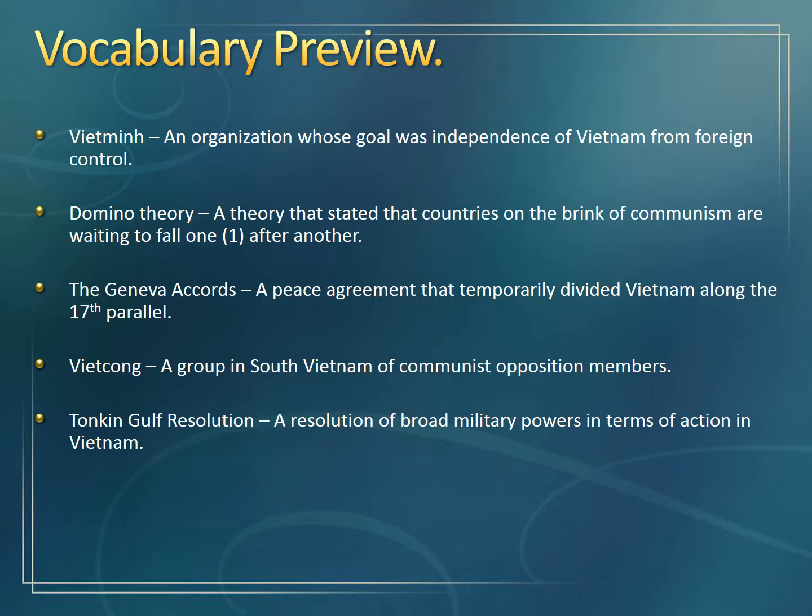I just want to explain that real quick. So South Vietnam, as you'll find out, was more democratic, I guess you should say. They had communists, people in the country who were opposed to this. So they were communist, and they were opposing the South Vietnamese government. And then we have the Tonkin Gulf Resolution, which was a resolution of broad military powers in terms of action in Vietnam.